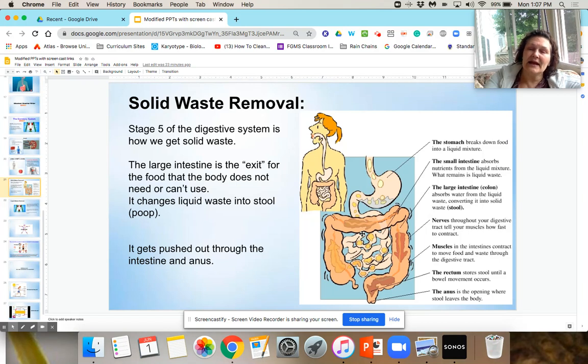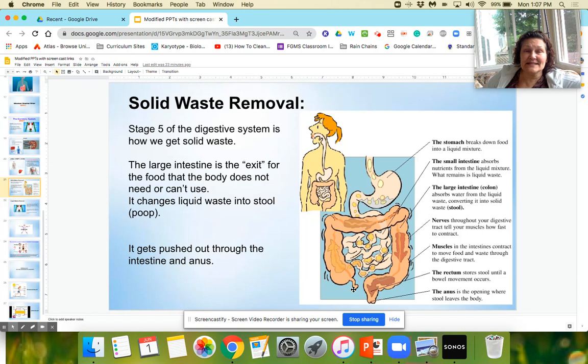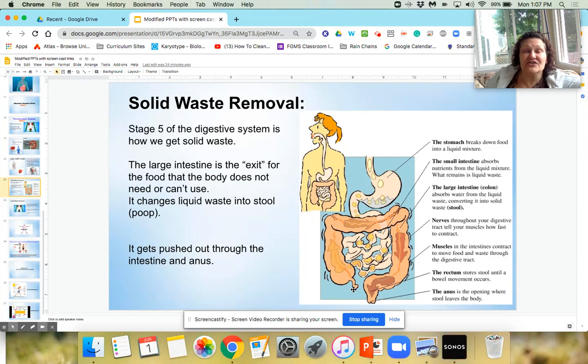Remember that? And what about this little guy down here? What's he doing hanging out there? Well, remember, that's the appendix. He doesn't do anything for us anymore, but causes problems. Okay. So when we think about getting rid of solid waste, it's called defecation, right? It's pooping, basically, is what it is. And the stuff that we poop out, the big brain term is actually called feces. We call it poop, right?